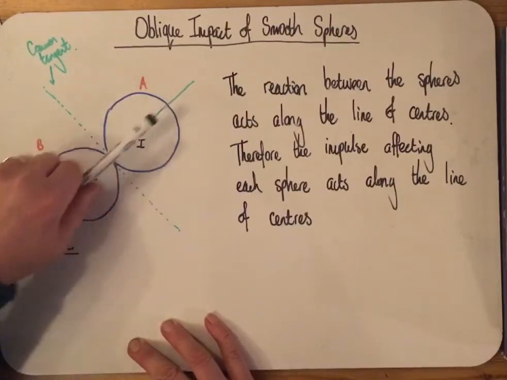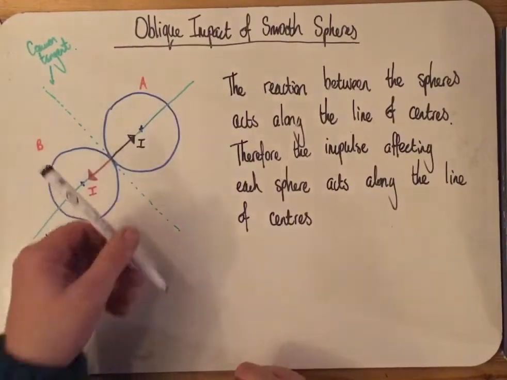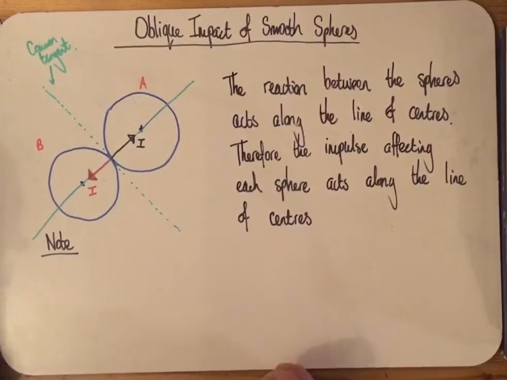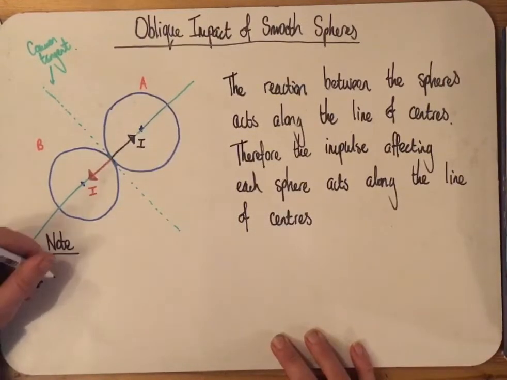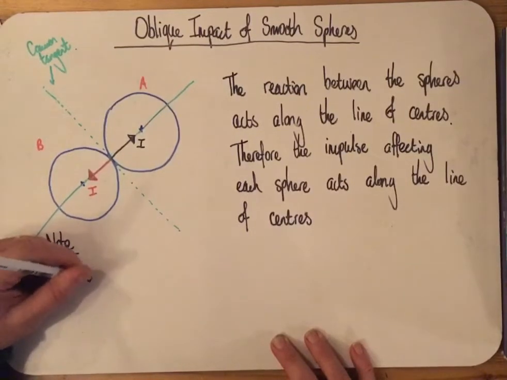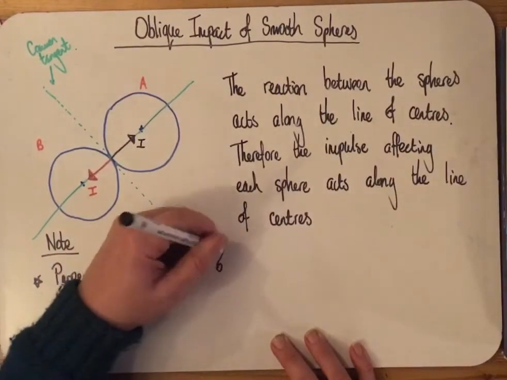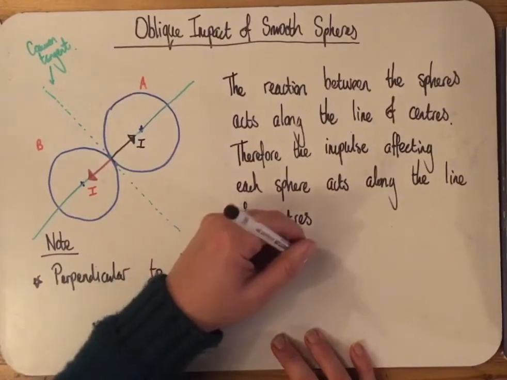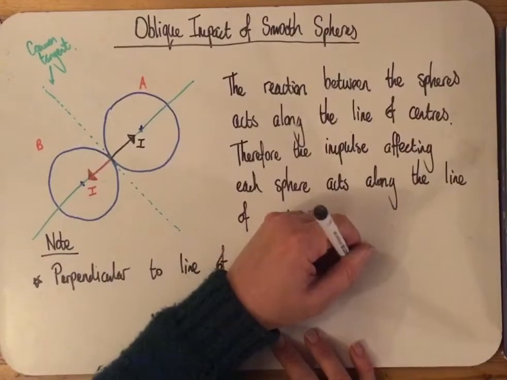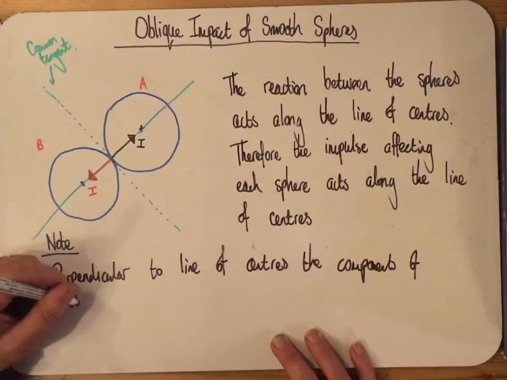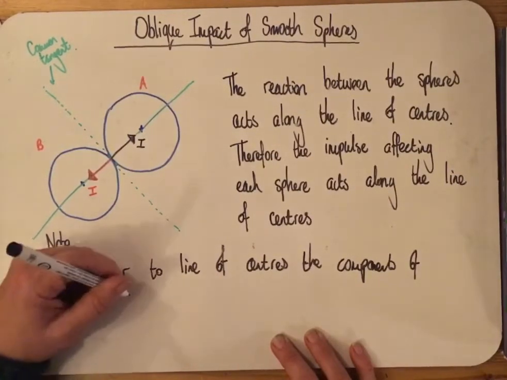So because the impulse is acting this way, perpendicular to the line of centres, so along that common tangent, the component of the velocities remains unchanged. So similar to what you saw when we looked at the sphere colliding with the wall. So perpendicular to line of centres, the components of velocities are unchanged.